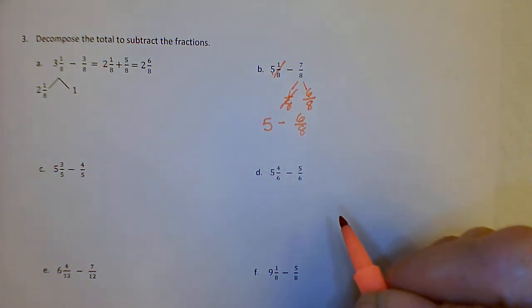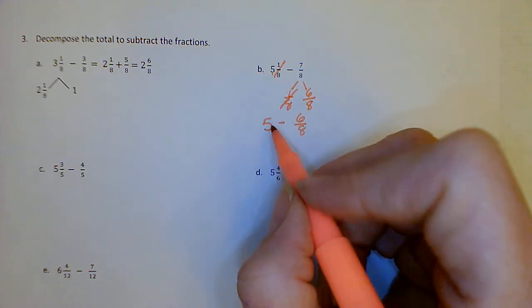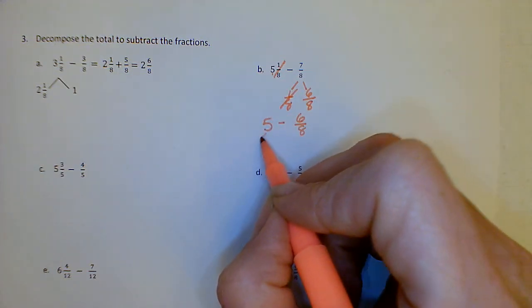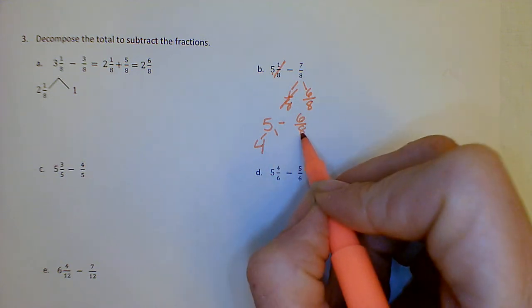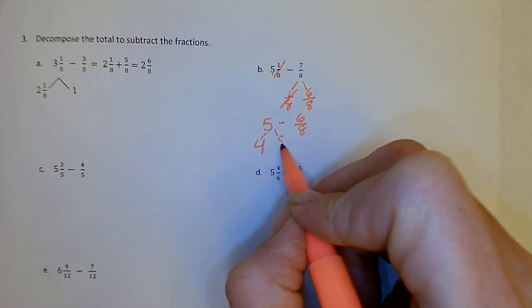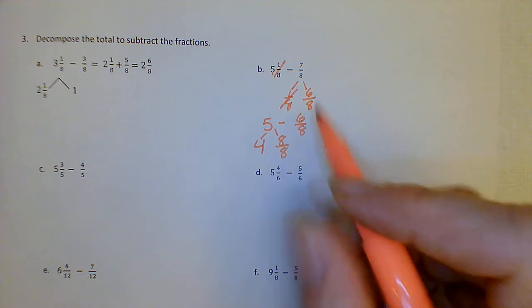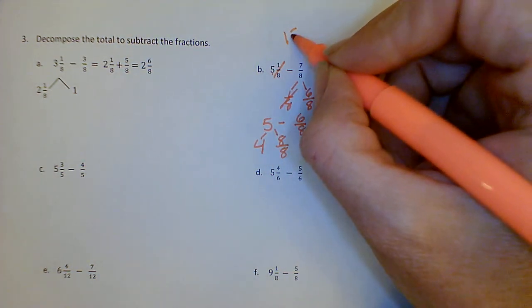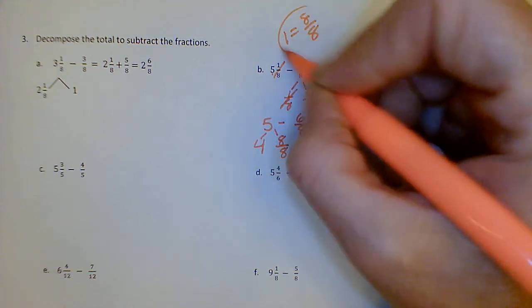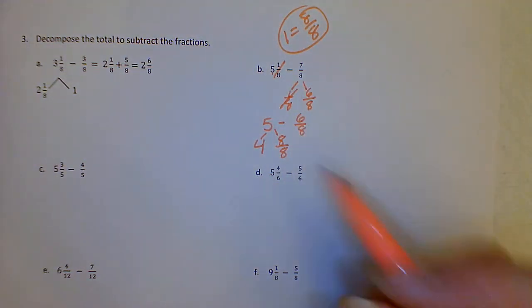But we can't do that. We need to get a common denominator. So we're going to pull that 5 apart. We're going to make it 4 and 1. But instead of writing 1, I'm going to write 8/8. And again, that's because our rule for this problem is based on a denominator, and it's that 1 is equal to 8/8. So that's our rule for this one.